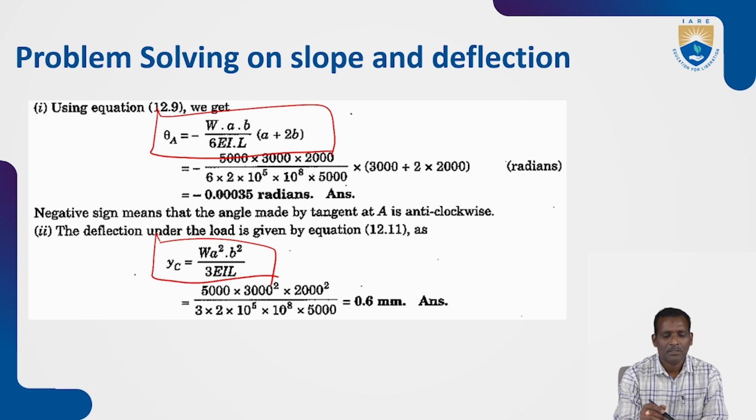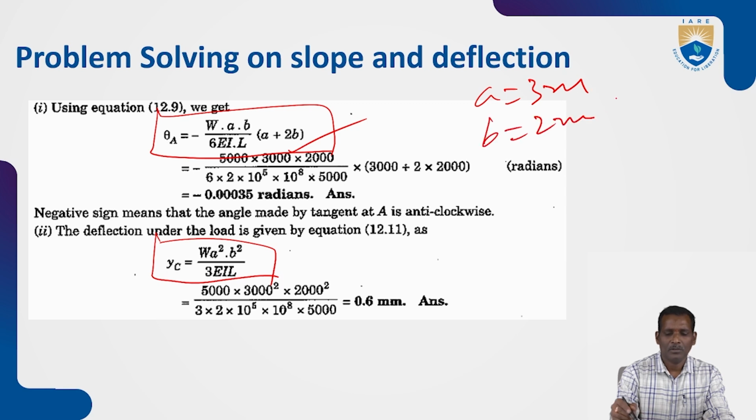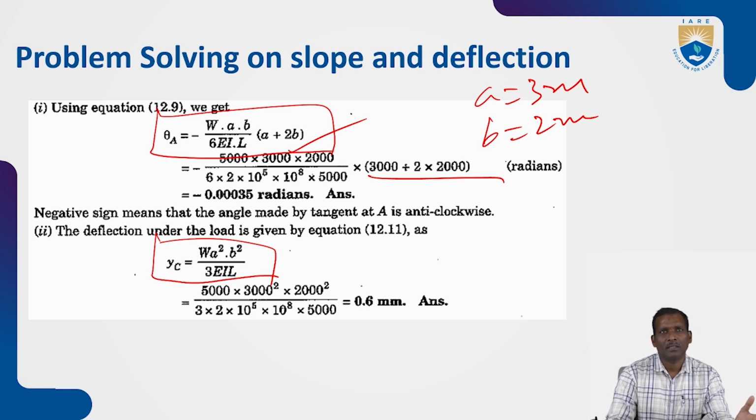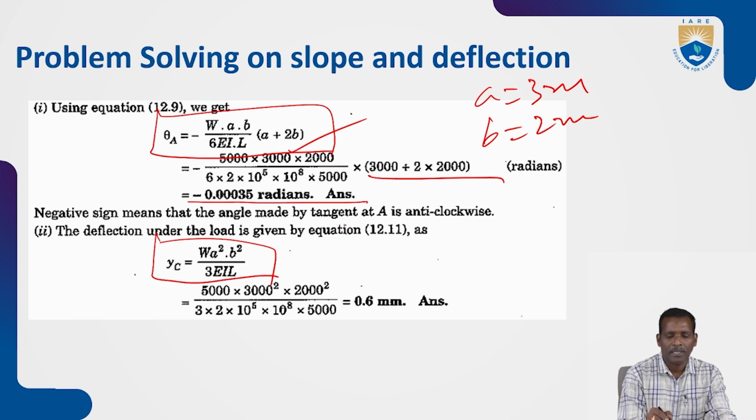Here W is substituted as 5000, 5 kilonewton converted into newtons, and A is 3 meters converted into mm, and B is 2 meter. So A plus 2B. So finally, this value we will get in radians, 0.0035 radians. The negative sign means that the angle made by the tangent at A is anti-clockwise.